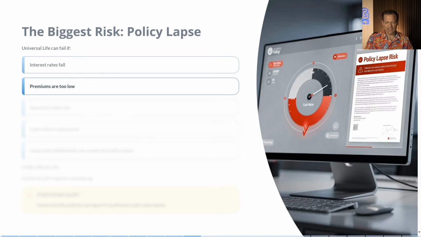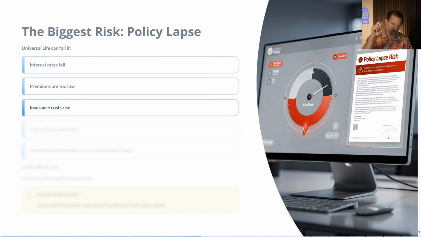Again, a common trick agents use to win a deal is to say how great their price is and how low it is, but not to reveal that the low price eventually causes these problems to happen. Insurance costs rise. That's a variable that the insurance companies can adjust over time. So remember, in a universal life plan there's a cost of insurance, and that can adjust up or down and drive the price up.